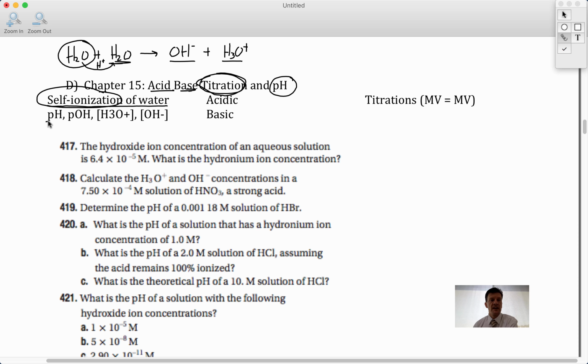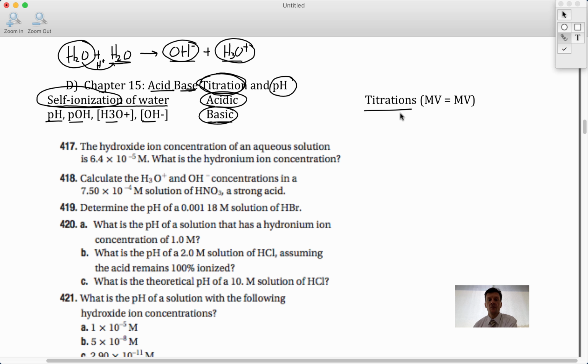We are going to look at how we are going to calculate these four values: pH, pOH, concentration of hydronium, concentration of hydroxide. Given any one of those, you need to be able to find the other three. All right? We'll talk about what it means to be acidic. Basically, if the concentration of hydronium ions is higher than the concentration of hydroxide, then it's acidic. Basic, if the concentration of hydroxide ions is higher than the concentration of hydronium, then it is considered basic.